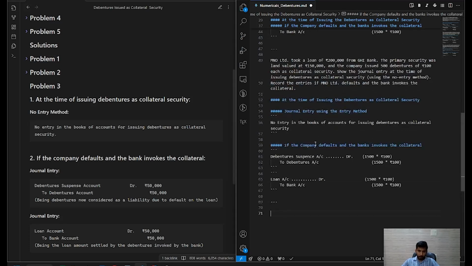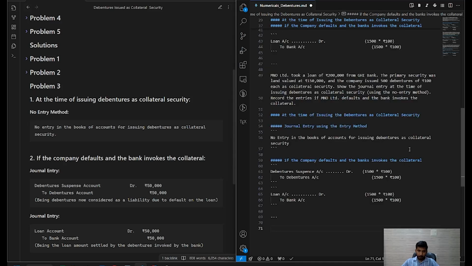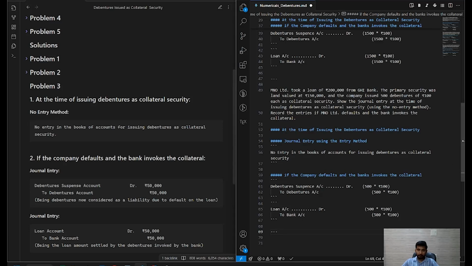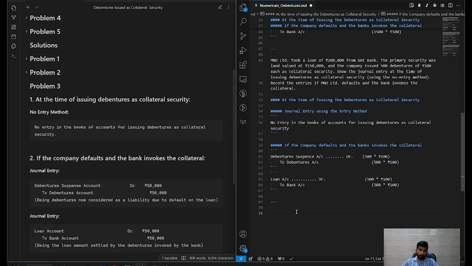And after that, if the company defaults and the bank invokes the collateral, in that case the entries are going to be the same. That is, debenture suspense account to debentures account. And what is the amount in here? It is rupees 50,000, because 500 debentures are issued at rupees 100 each. So it is just going to be the same, but in the no entry method there will be no entry in the books of accounts if you are giving any asset as the security. But if the bank invokes, in that case the entries are going to be the same.